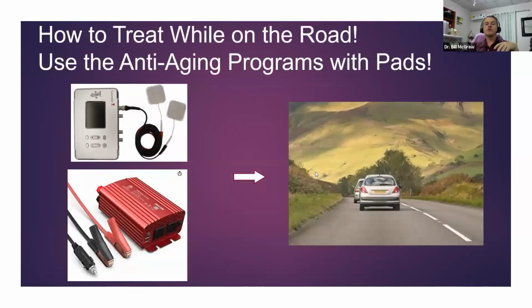Okay. So also you can use a DC to AC generator, plug it into the cigarette lighter of your car, and then plug your Gen X into it and use it on the road. I do it all the time.